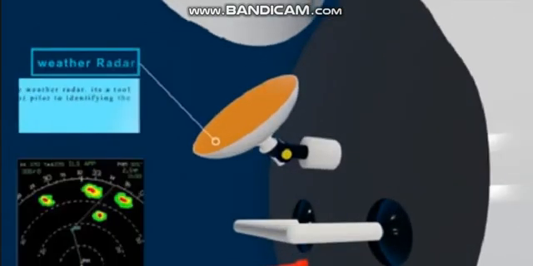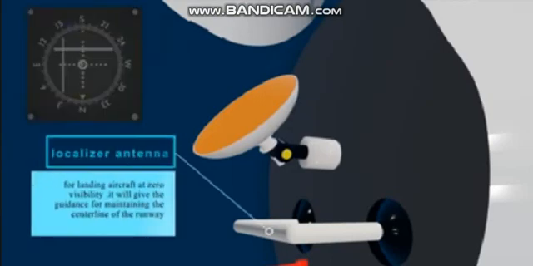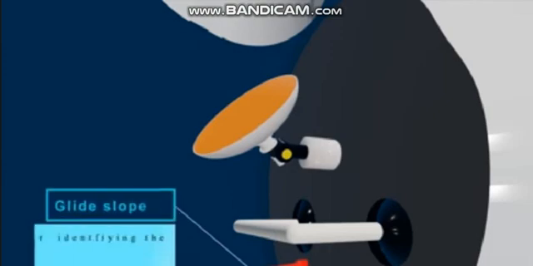This is the weather radar. Weather radar is used for identifying the weather conditions ahead of the aircraft. The localizer antenna is used for landing the aircraft at 0 visibility. It will give guidance for maintaining the centerline of the runway. I already made a video about how an aircraft lands at 0 visibility. If you're interested, click here to watch. The glide slope antenna is used for landing the aircraft at 0 visibility.